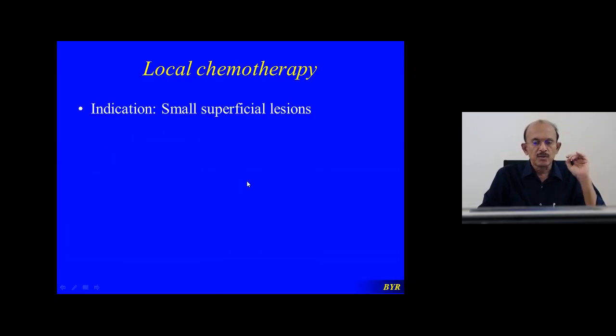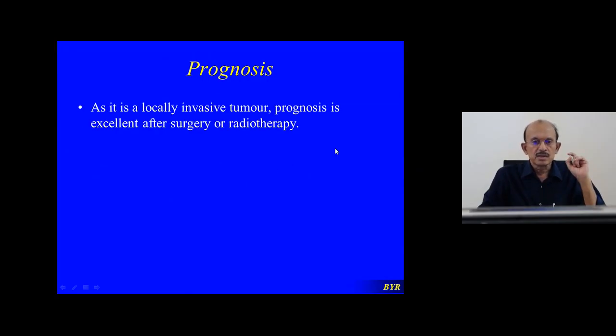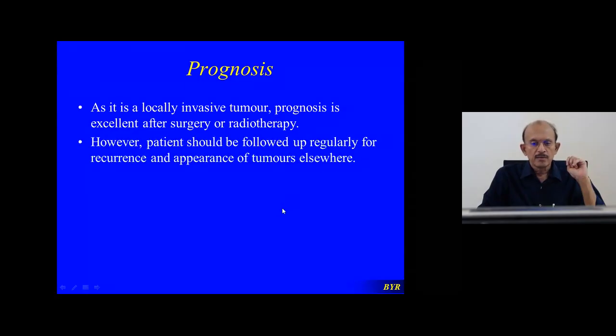Local chemotherapy is for small superficial lesions. It is done with local application of 5-fluorouracil cream. Prognosis: as it is a locally invasive tumor, prognosis is excellent after surgery or radiotherapy, because there is no lymph nodal involvement and no distant blood spread. So it is only confined to the region. It is a locally invasive lesion. However, patients should be followed up regularly for recurrence and appearance of tumors elsewhere.